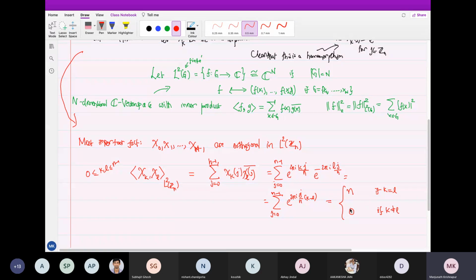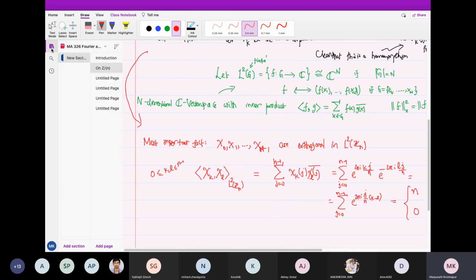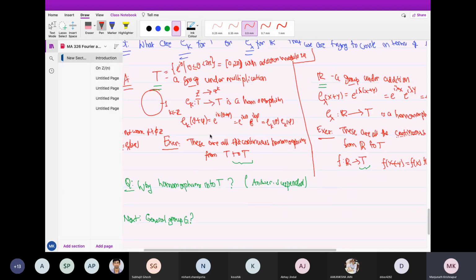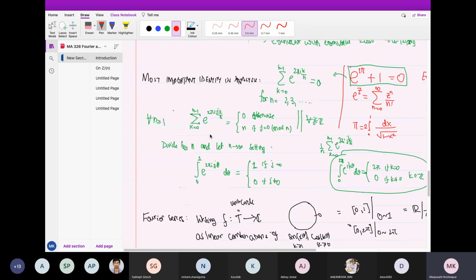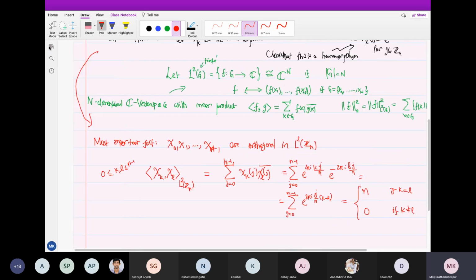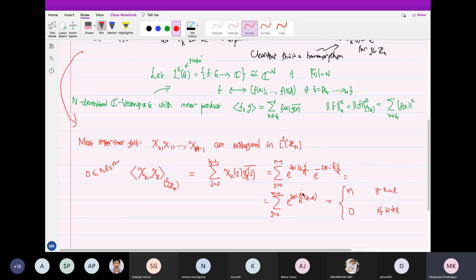Why so? Suppose k minus L is 1. Then you are summing over all the nth roots of 1, so you get 0. This we discussed last time. I called it the most important identity in analysis, with all that hype: the sum of these roots of unity is 0. So if k minus L is 1, then you get that sum.